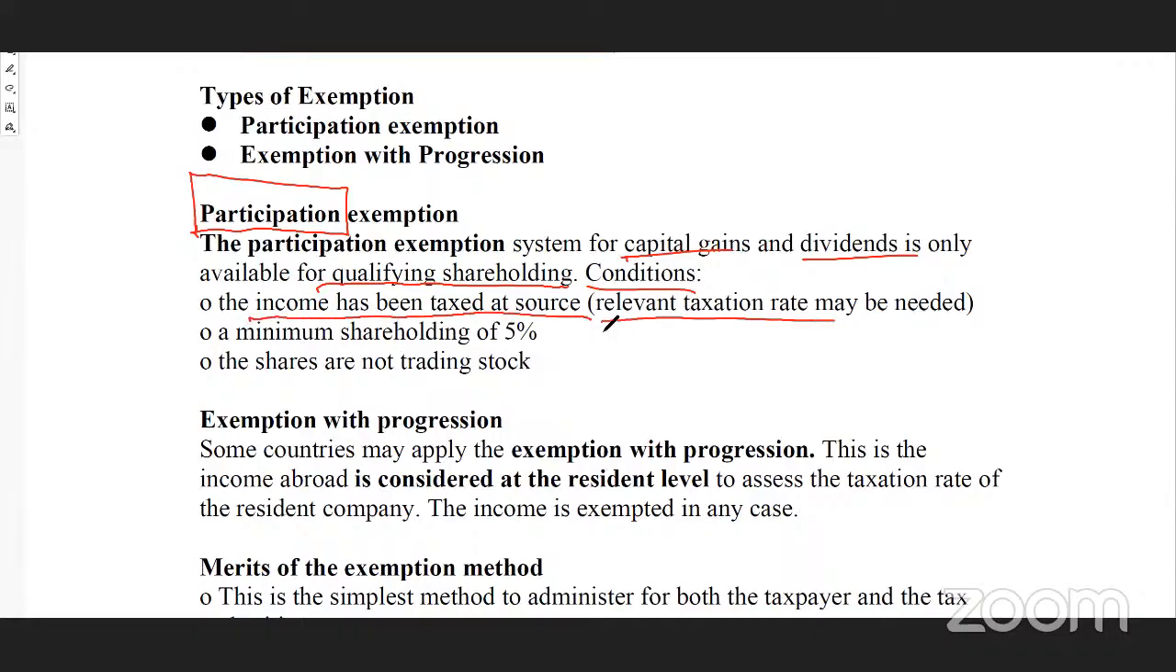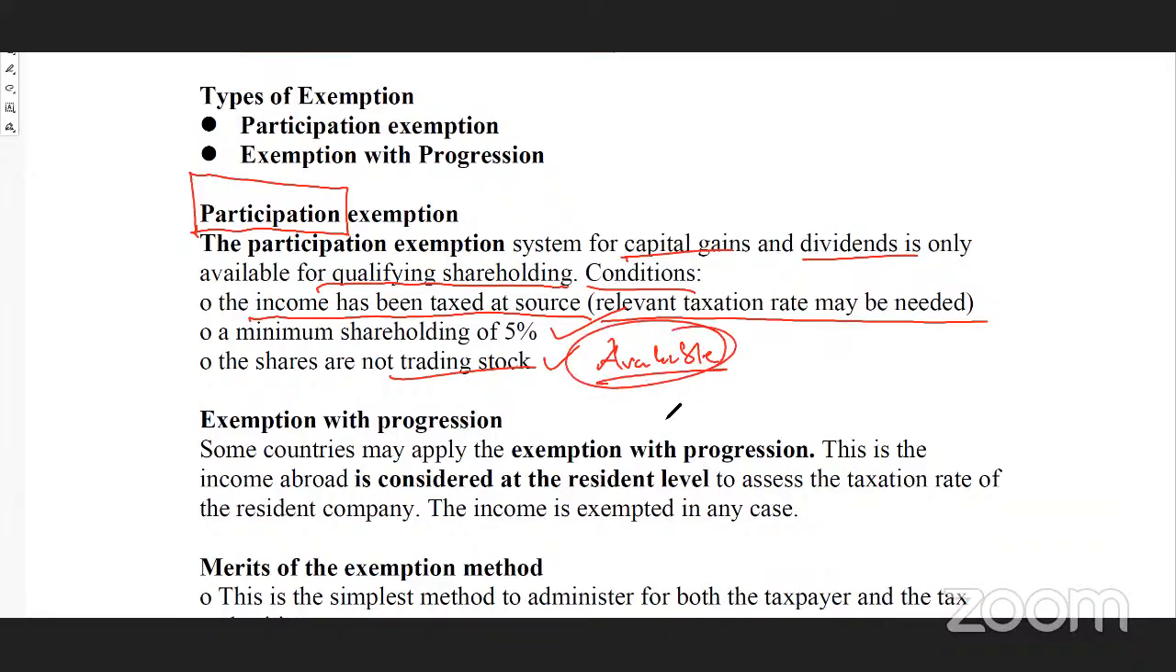So relevant taxation rates may be needed, right? So mostly in the DTAs, like when you have a minimum shareholding of 5%, and your shares are not trading stock, right? There are shares that are maybe available for sale, like you're holding them for the long term and you don't wish to convert immediately.